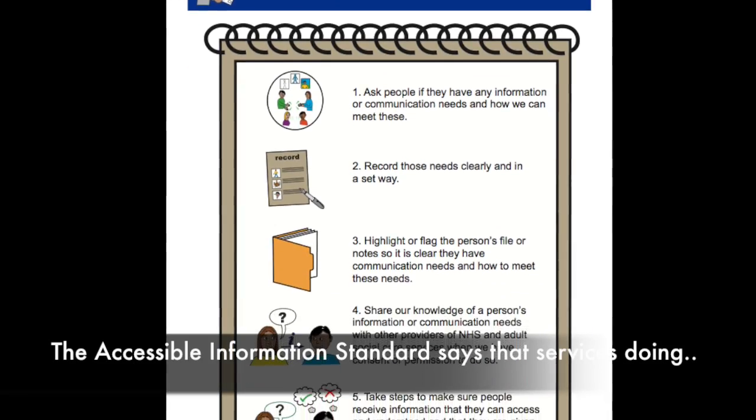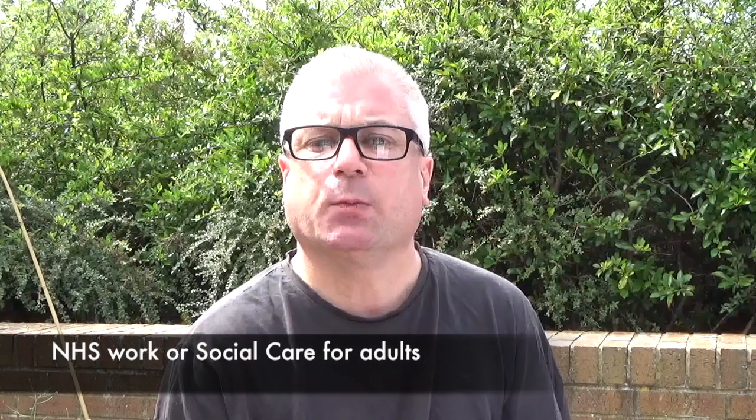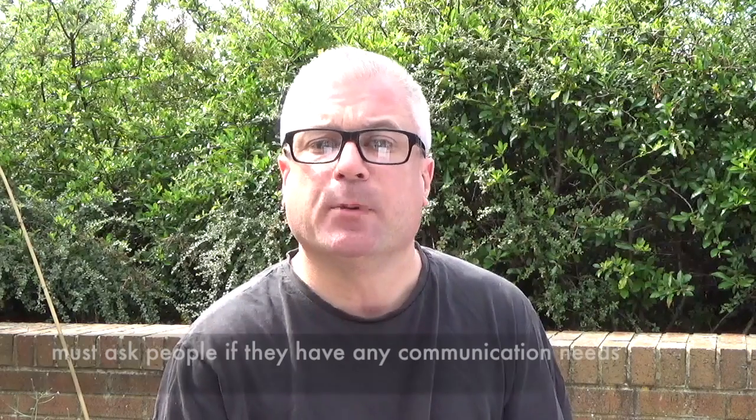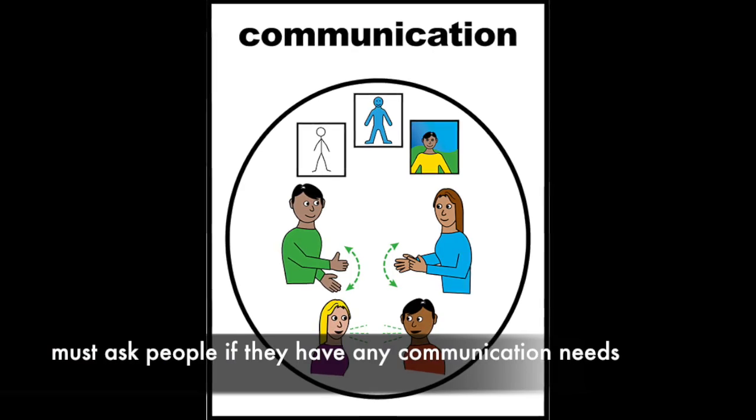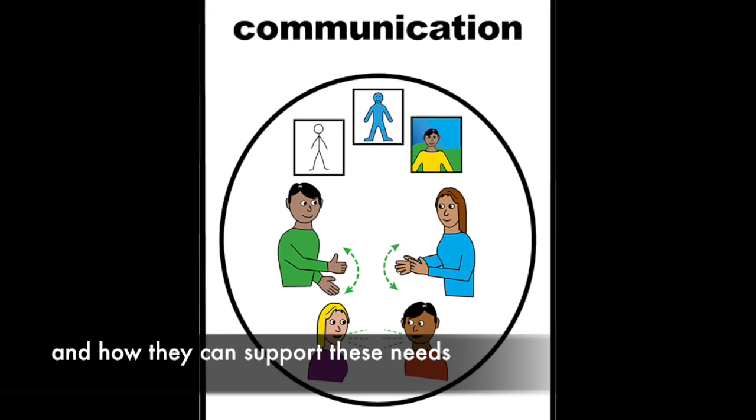5 key points of the Accessible Information Standard. The Accessible Information Standard says that services doing NHS work or social care for adults must ask people if they have any communication needs and how they can support these needs.